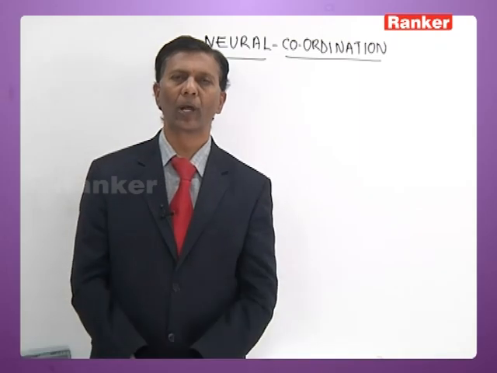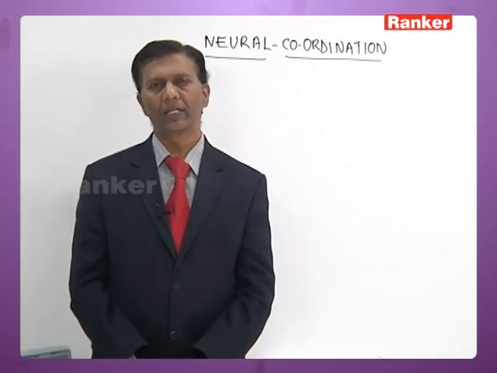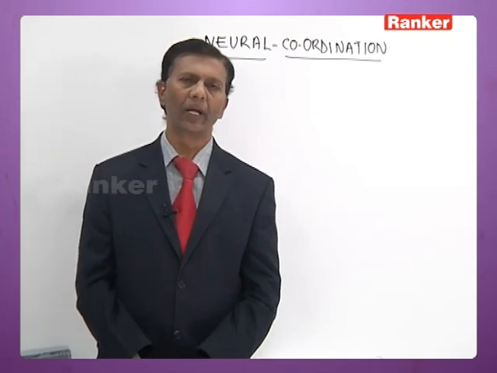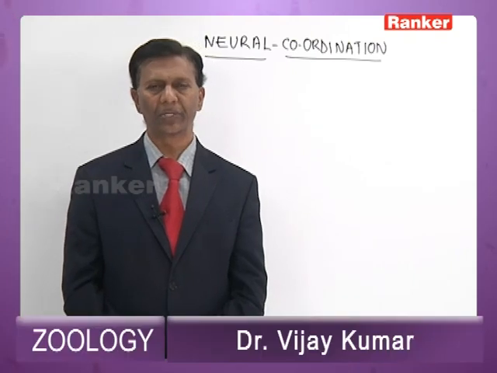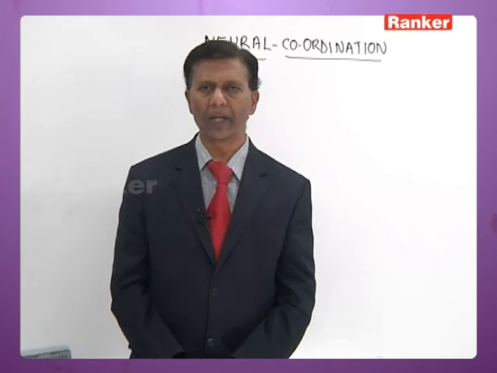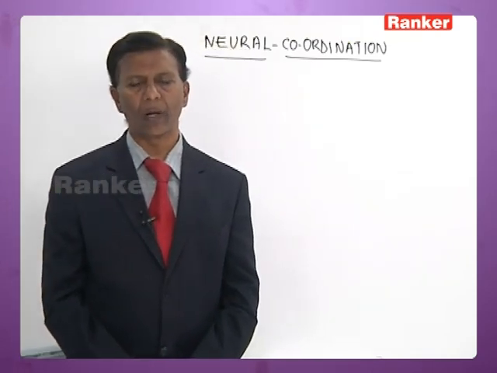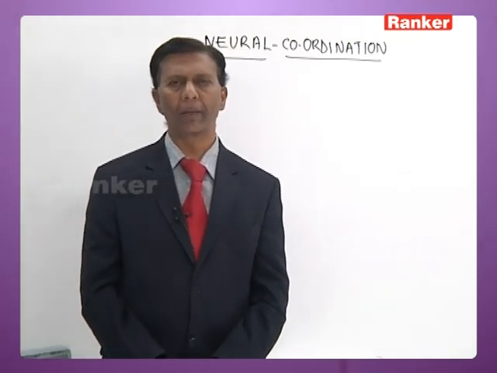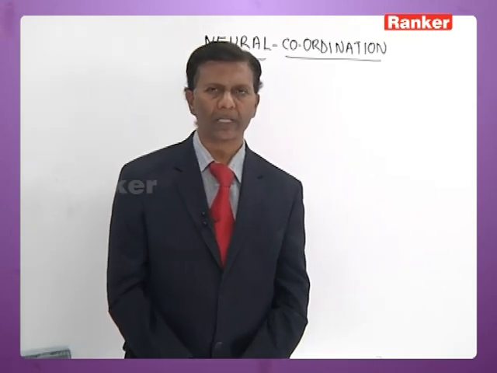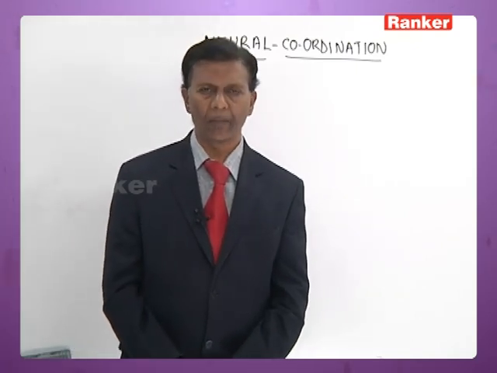Talking about neural coordination. Under this you learnt about the structure of brain and functions of brain. Then you learnt about the spinal cord, then spinal nerves, like in human beings there are 31 pairs of spinal nerves: cervical 8 pairs, thoracic 12 pairs, lumbar 5 pairs, sacral 5 pairs and coccygeal 1. Now these spinal nerves, some of them unite with each other to form certain plexuses.